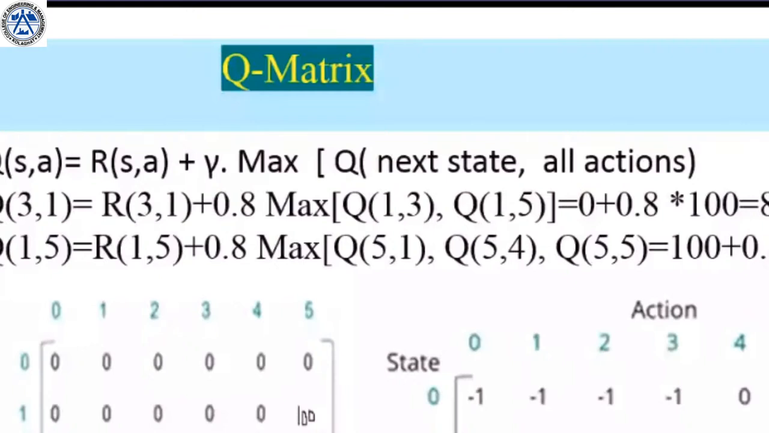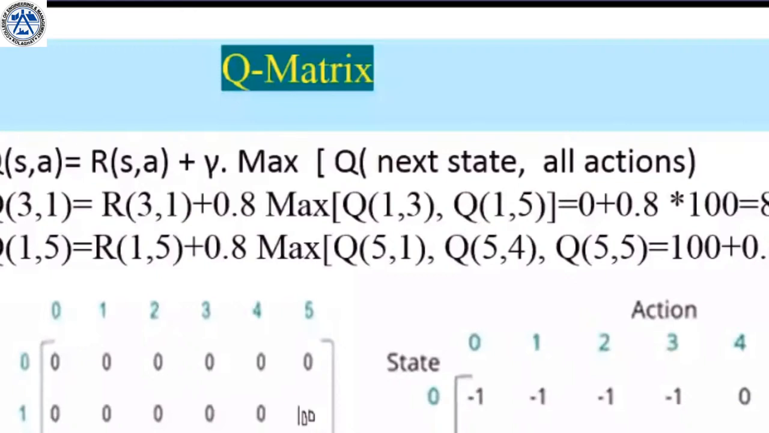Now you see that after coming over to 1, the agent cannot stop, because the agent's target is to reach 5. So from room number 1, where can it go? It can go either to 3 or to 5. Let's say again it takes 5. It can also take 3, there is no problem. So by taking 5, what subsequent actions can it take? 1, 4, and 5. Right? So 1, 4, and 5.